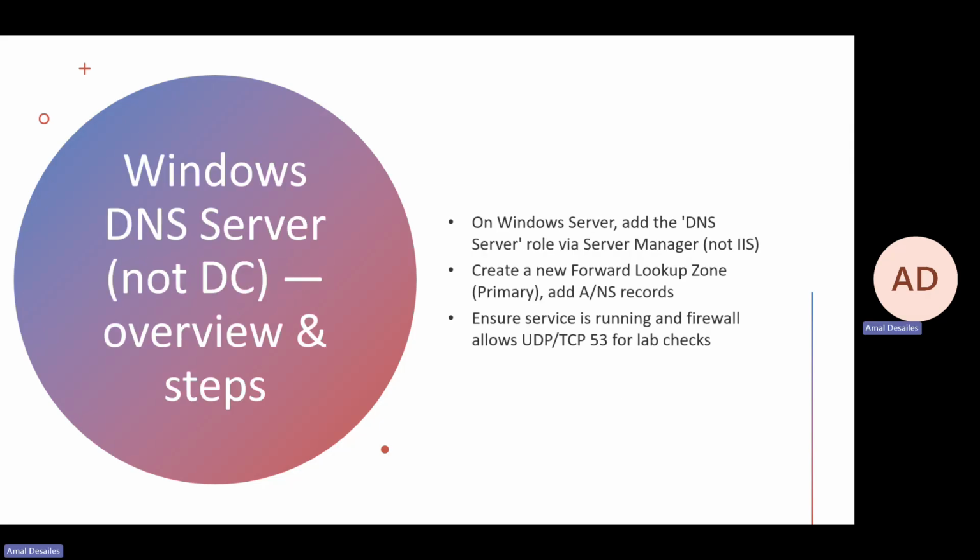Next, the Windows DNS Server overview. On Windows Server, DNS is installed as a role by Server Manager, not through IIS. After installation, create a new forward lookup zone, add records, and verify the service is listening on port 53. Important for our lab, we do not make this a domain controller, just a standalone DNS server, just to keep in mind.